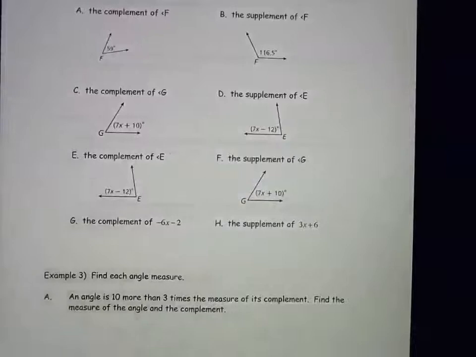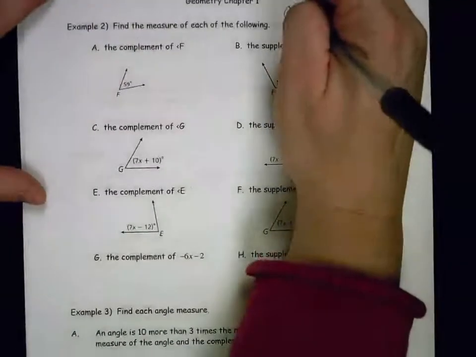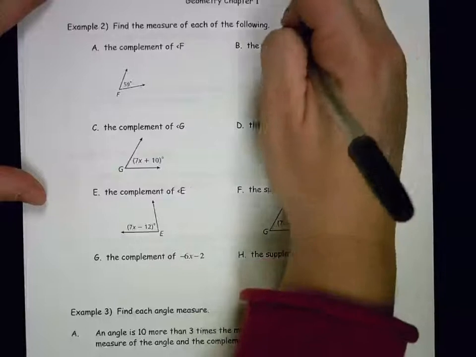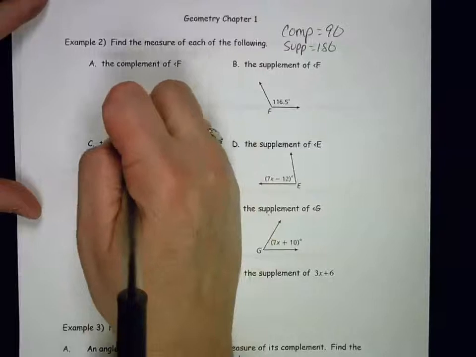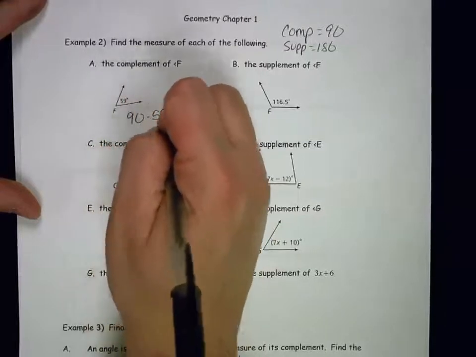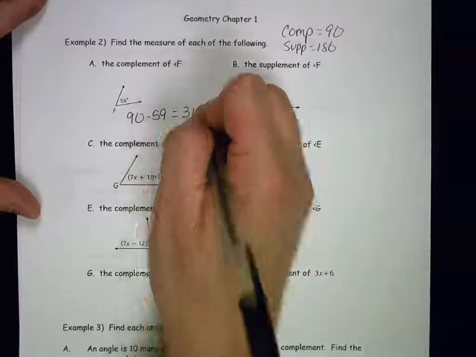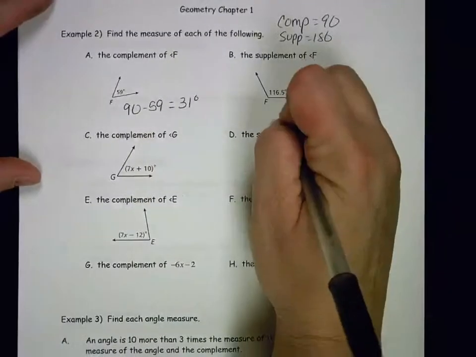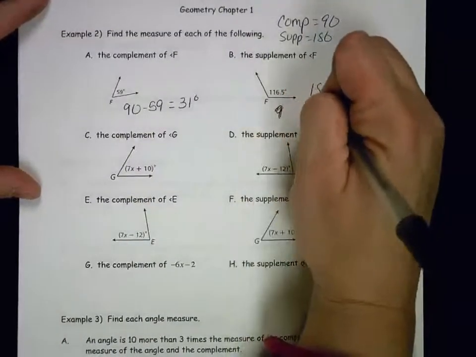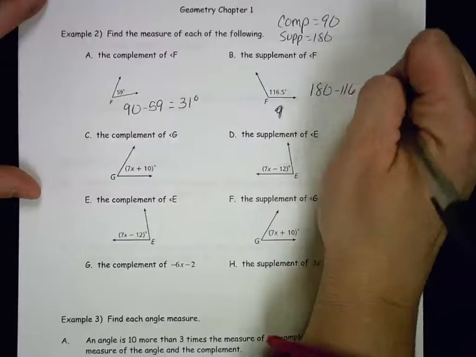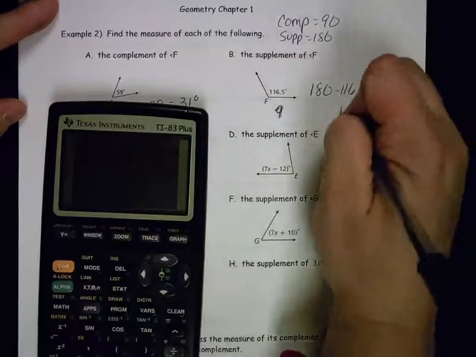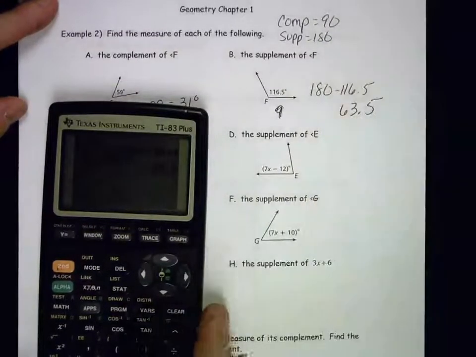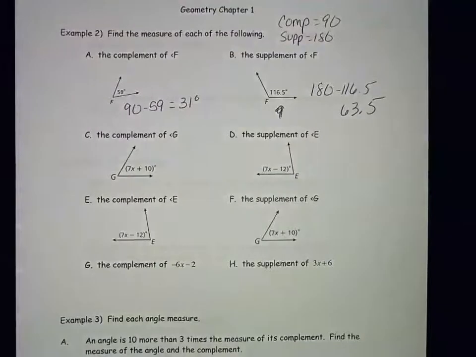Example 2, just a reminder if you want to write it up here, complementary means 90, supplementary means 180. So finding the complement of this, 90 minus 59 is 31 degrees. Supplement of this one, 180 minus 116.5 is 63.5. So pretty straightforward, subtracting from 90 or subtracting from 180.